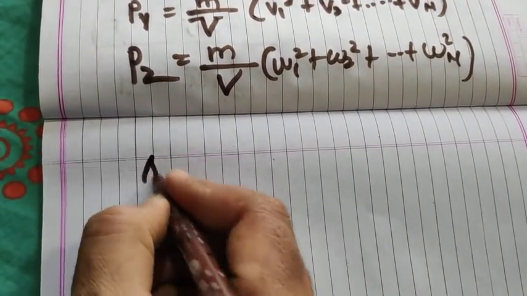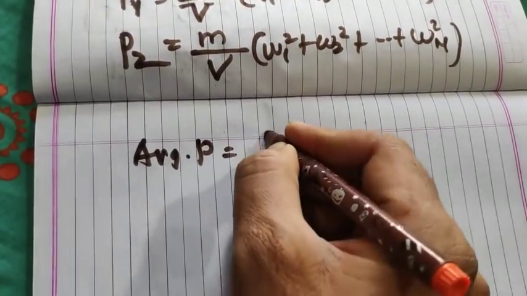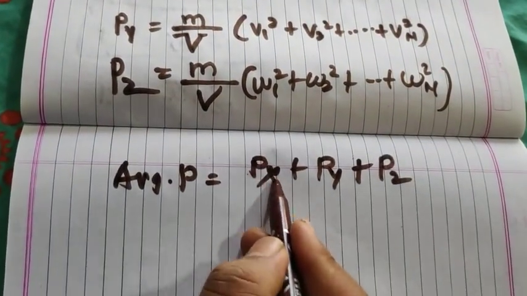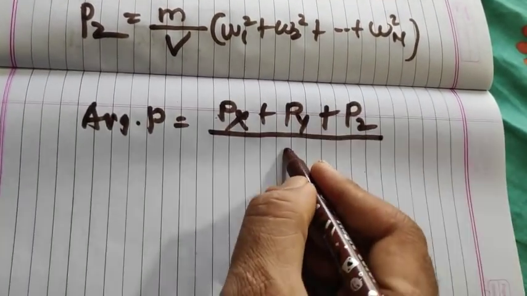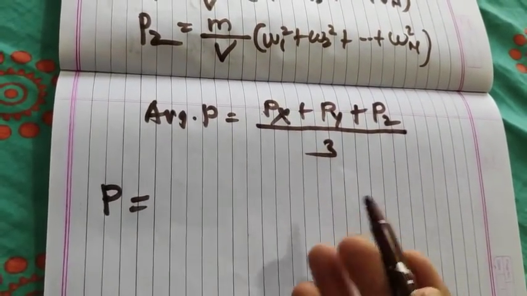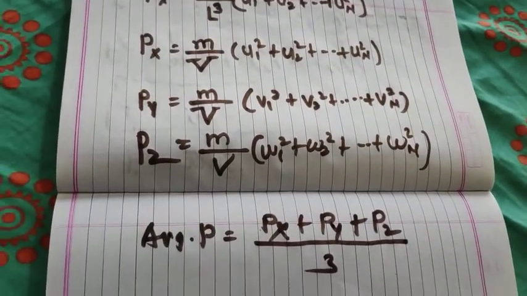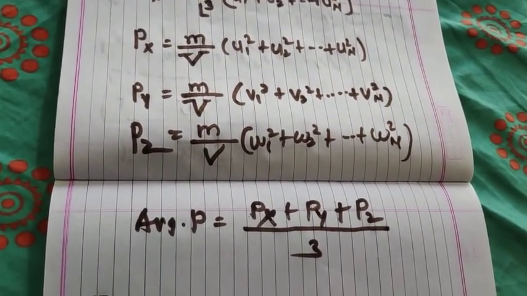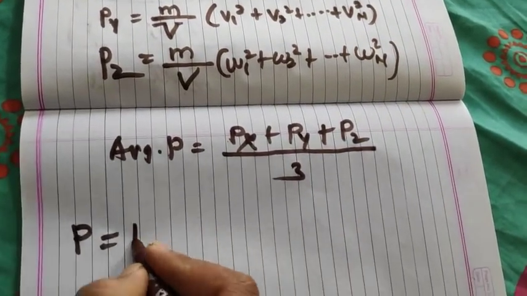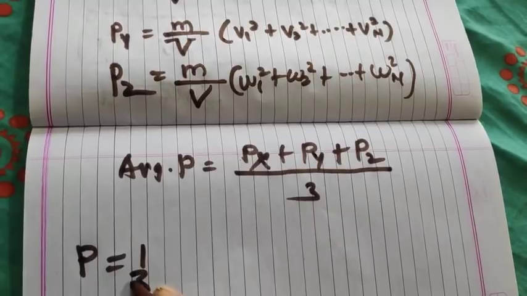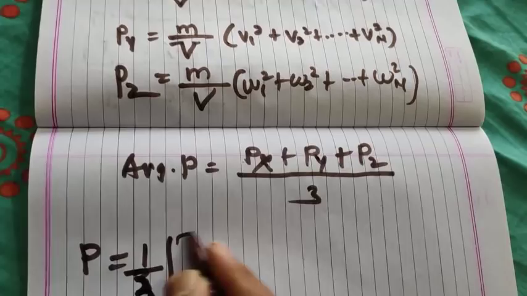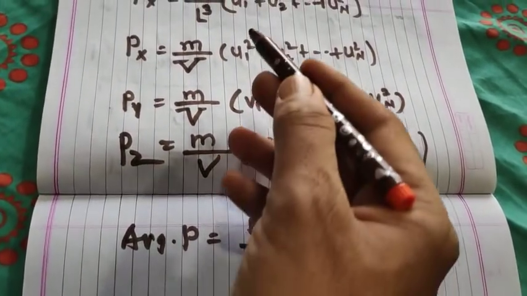So the average pressure will be equal to p_x plus p_y plus p_z divided by 3. In this way we can have the overall pressure as p_x plus p_y plus p_z, because the pressure remains the same. You can go a different way as well, but this is one of the ways. So we have P is equal to 1 by 3, and into the bracket we will have the addition of these three pressures.